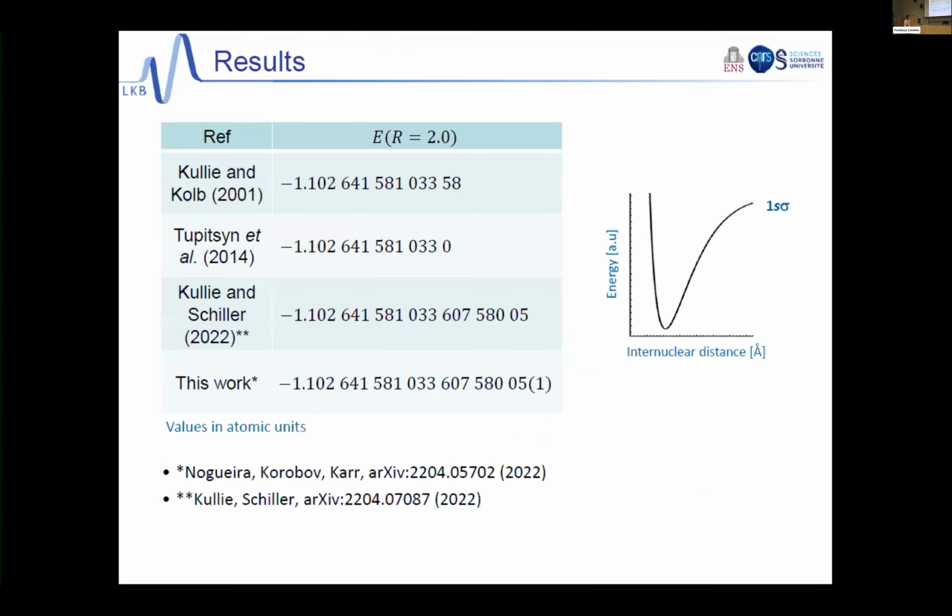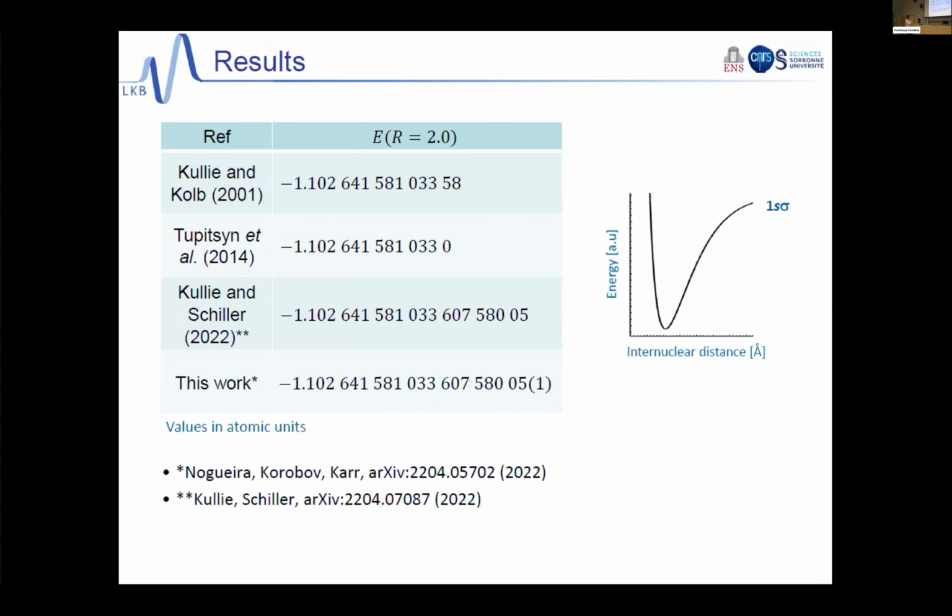So finally, some more clear results. We calculated the energy for an internuclear distance of 2 atomic units. The energy is also in atomic units. So this is our result. This result by Cooley and Colby was the most accurate result available when we started doing this work. And with respect to this result, we improved the accuracy by about 7 orders of magnitude.